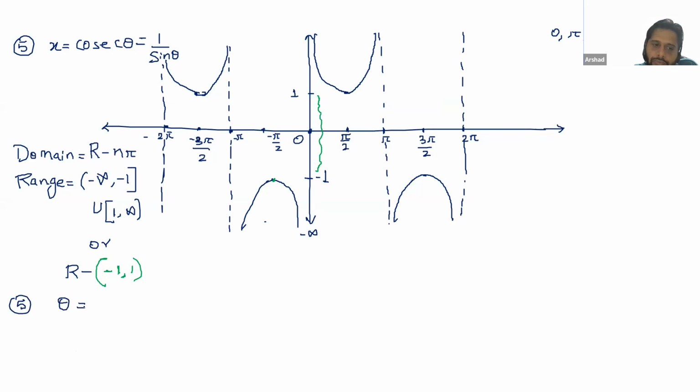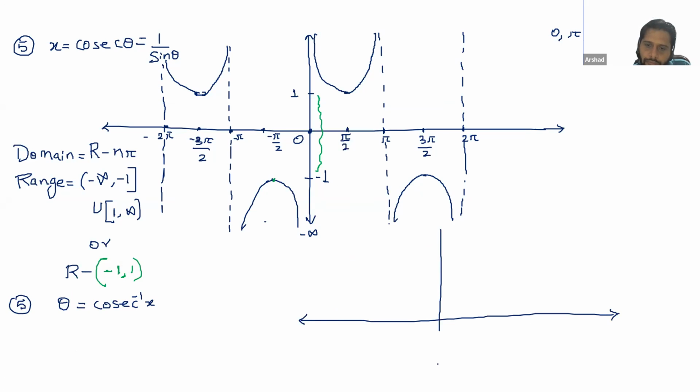Now we will find the inverse of this. So the inverse we will get is theta equal to cosec inverse x. Now everything which is on the y-axis will come on the x-axis. So draw this. Again, here we need a principal branch. Domain and range will interchange. So who can tell me the domain of this? R minus 1 to 1. Very good, Zed. Whatever the range you have here will become the domain.